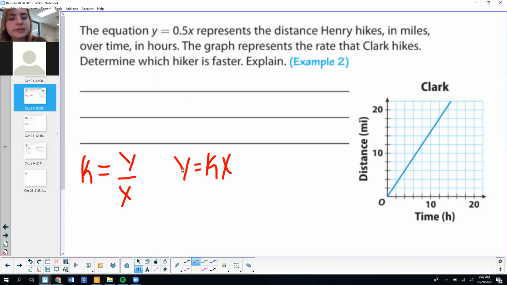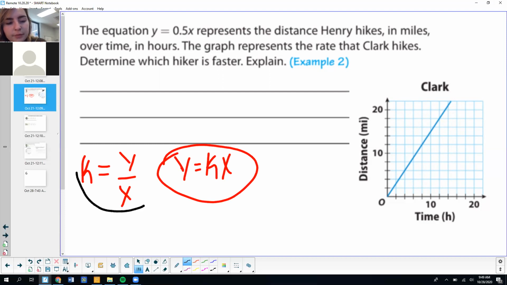The only difference is this is how we would write it in an equation. So we would find the constant of proportionality by using this formula, and then we would represent the constant of proportionality in an equation by writing it in this format. So that's when you see y equals a number times x. Like in this case, we've got 0.5, that's our constant of proportionality. So that is our rate at which Henry is hiking.